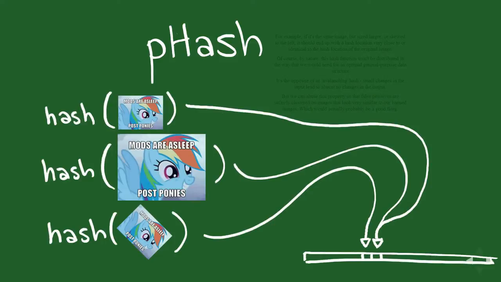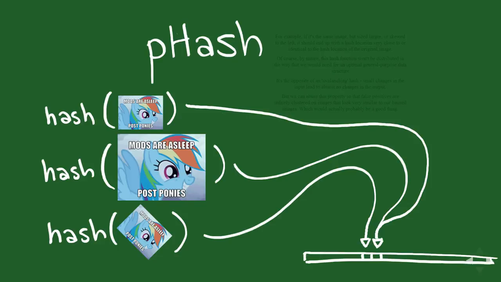For example, if it's the same image but sized larger, or sized smaller, or skewed to the left, it should end up with a hash location very close to or identical to the hash location of the original image. Of course, by nature, this hash function won't be distributed in the way that we would need for an optimal general-purpose data structure. It's the opposite of an avalanching hash.